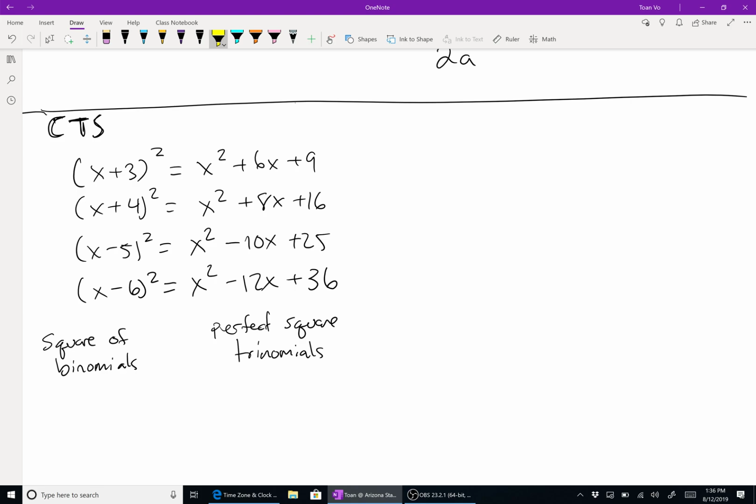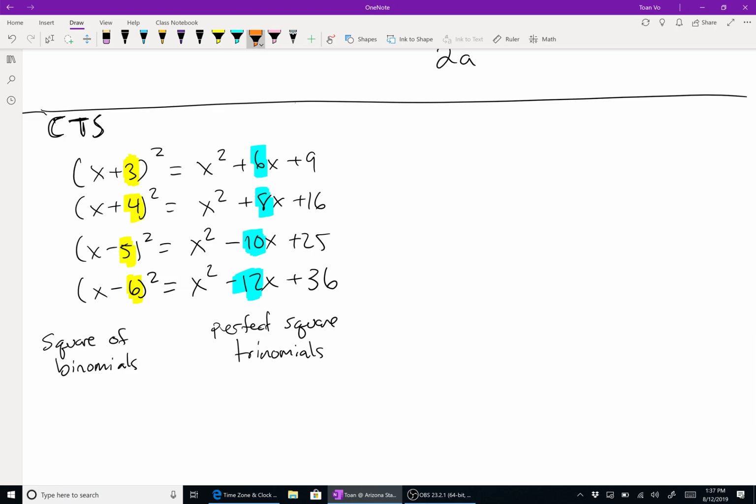If you look at these patterns row by row, notice that the constant term in the binomial is always half of the middle term in the trinomial. The constant in the binomial is half of the middle term in the trinomial. It's always going to be that relationship, that 1/2 relationship.